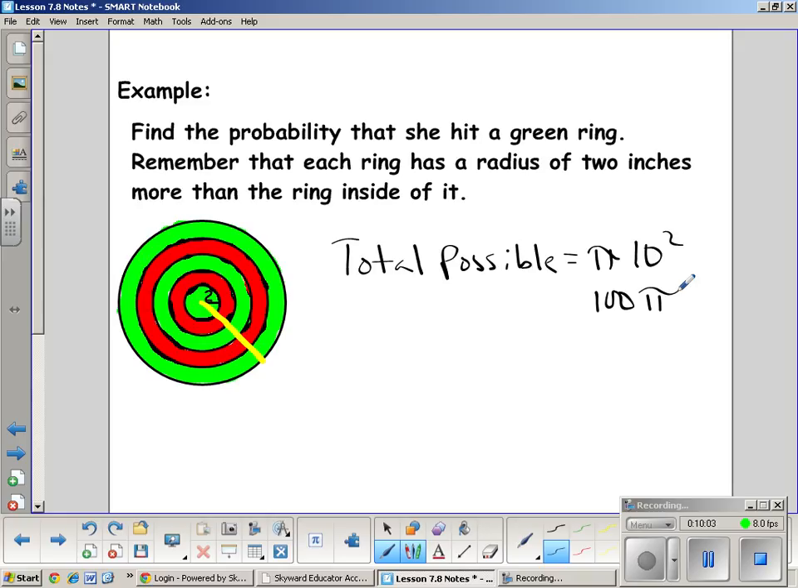Now, the rest of it's going to be kind of hard. Okay? I shouldn't say hard, it's going to be a little bit messier. How do I find just the area of the outer ring? How do I find the area of just the outer ring? Find the area, then subtract the inside. You find the area of the whole circle, then subtract the area of the inner part.